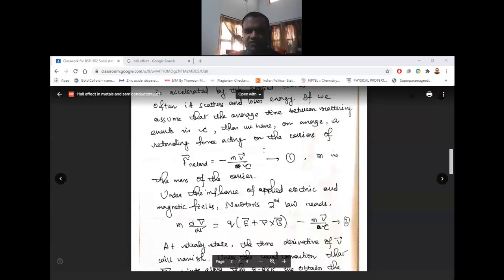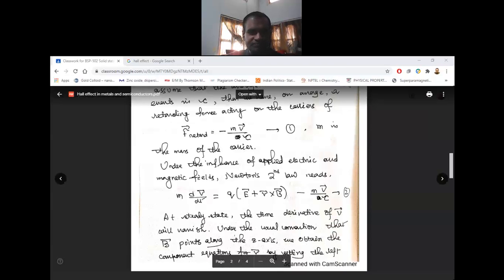So how does this equation come? It is very simple again. Force is mass multiplied by acceleration, where m is the mass of the charge carrier, and acceleration is velocity divided by time.